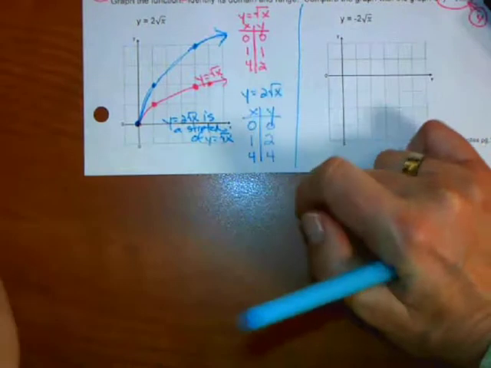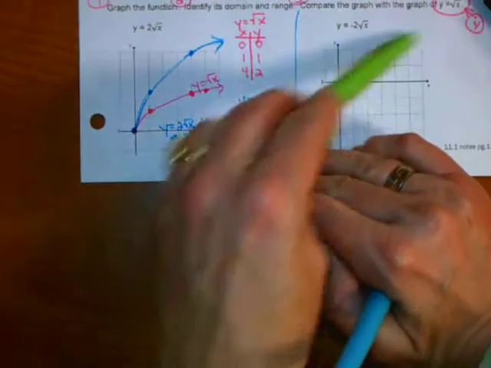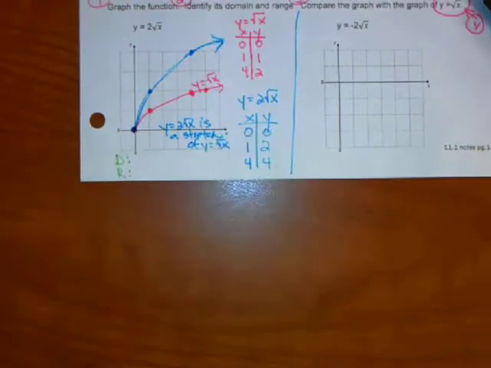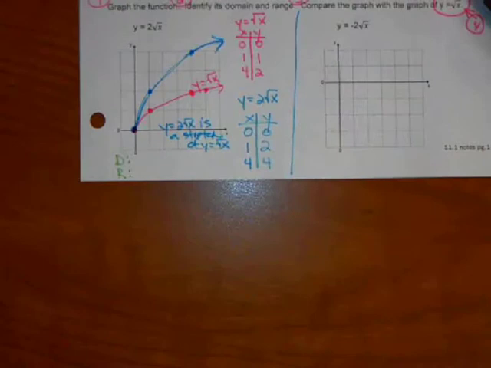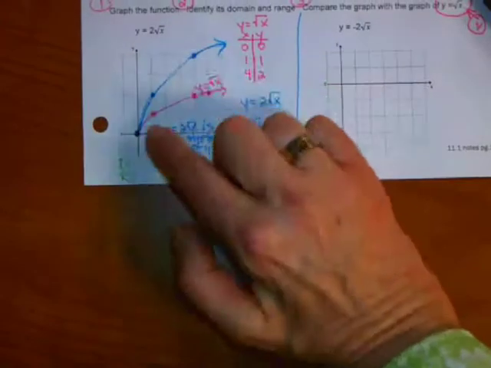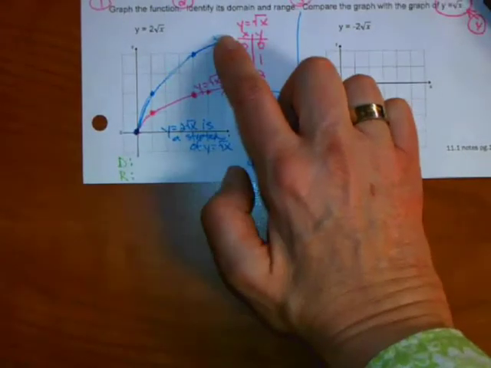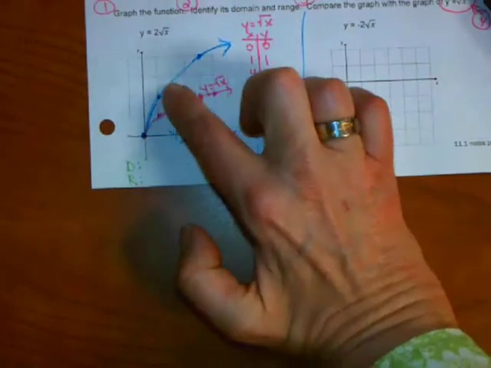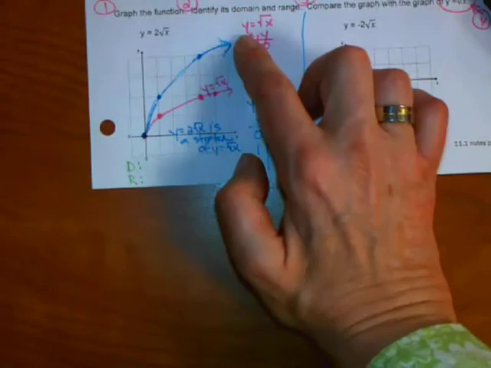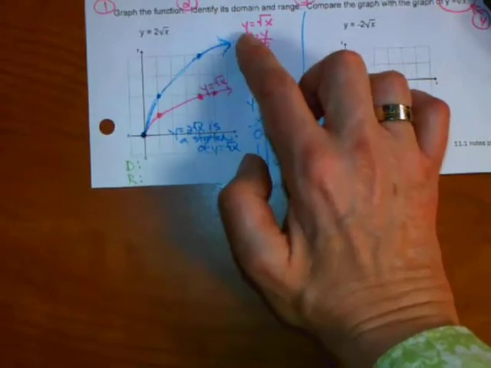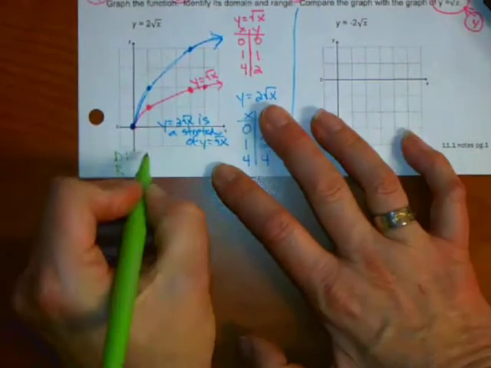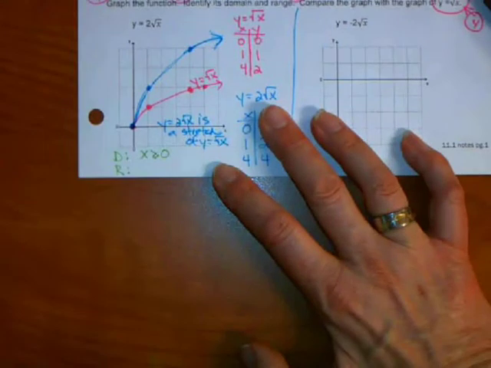All right, and the last thing we have to do, we did the graph, we did the comparing. Let's identify the domain and the range. Domain is the x values of this graph. What are the x values of that graph? They're all greater than or equal to 0. They're not going to be negative. Can't stick a negative in for x. So x is greater than or equal to 0.